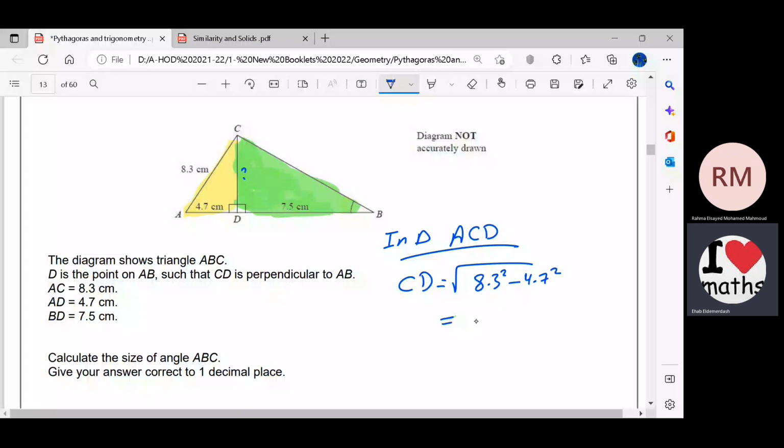6.8. Okay, we found out already the CD length. So here we found the CD as 6.8. Okay, let's play in the second triangle, the other triangle, the triangle CDB. In the triangle CDB, I have this side as 6.8 and I have this side as 7.5. So related to the angle, I have opposite and adjacent.